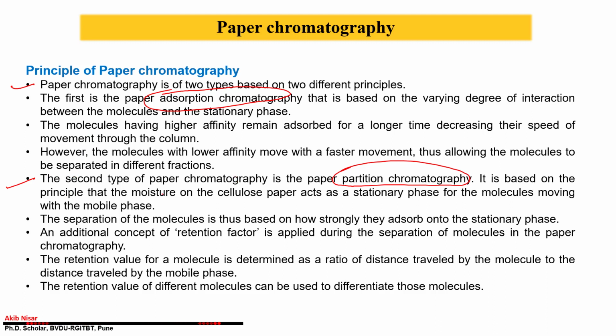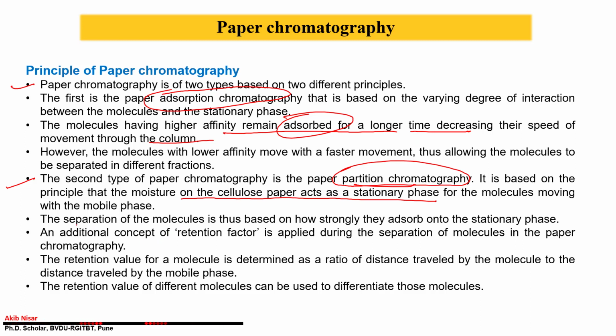The second type of paper chromatography is paper partition. It is based on the principle that the moisture on the cellulose paper acts as a stationary phase. But when you see the first principle, adsorption, the molecules with higher affinity remain adsorbed for a longer time, decreasing the speed of movement through the column. Actually, this is adsorbed where? On the paper. Fine. So this is basically the difference.